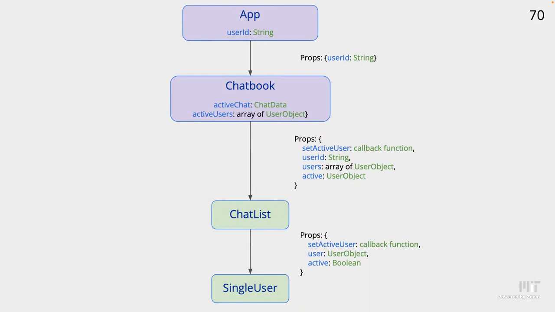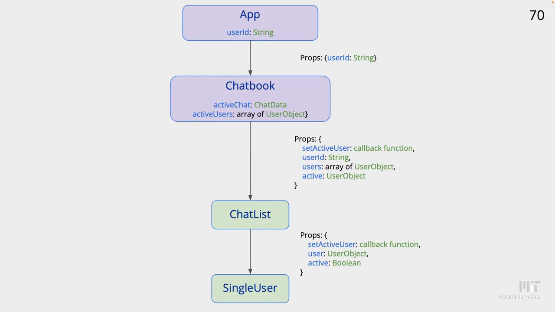On the chat book level, we have a state as active chat. That's just telling us who we're talking to right now. If we're talking to all chat, it'll just be like a constant string or something. For active users, this will just show the big panel on the left. It shows all the users who are currently active, and this will be stored as an array of user objects, and we'll code that up later.